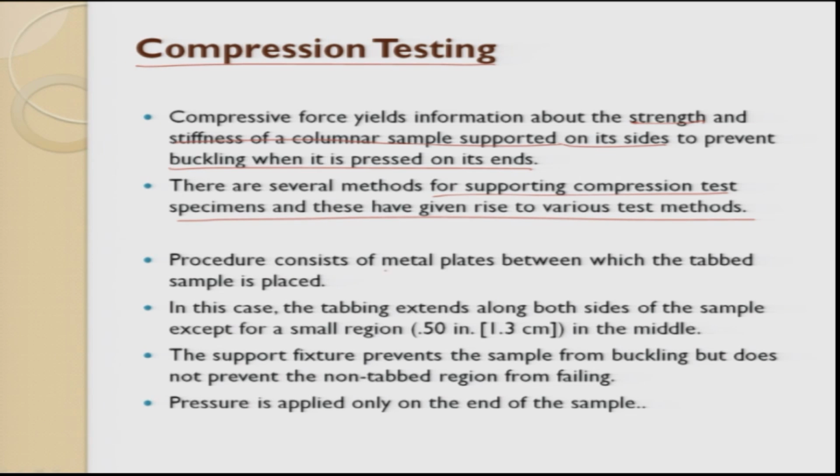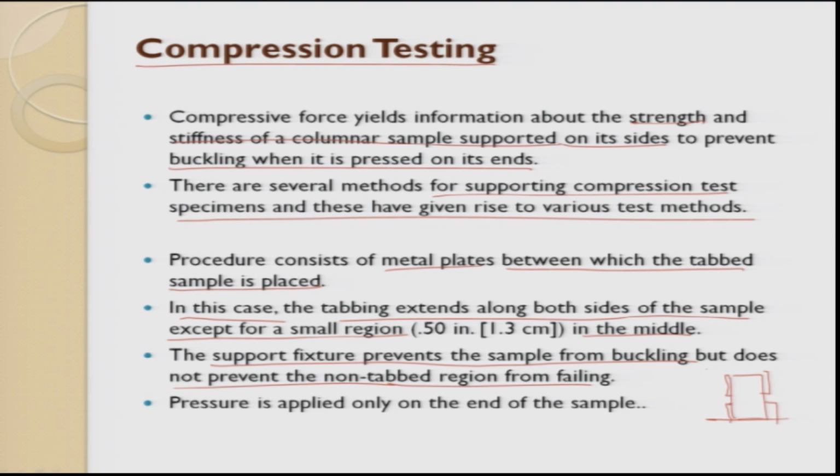The procedure consists of a metal plate between which the tabbed sample is placed, and the tab extends along both directions of the sample except for a small range in the middle portion. I said tabbing is important for tensile; for compressive we also do tabbing. The support fixture prevents the sample from buckling, but it does not prevent the non-tabbed region from failing. That means you have the compressive load, then you have a sleeve coming in, and the pressure is applied on both sides, and then we do a compression test.